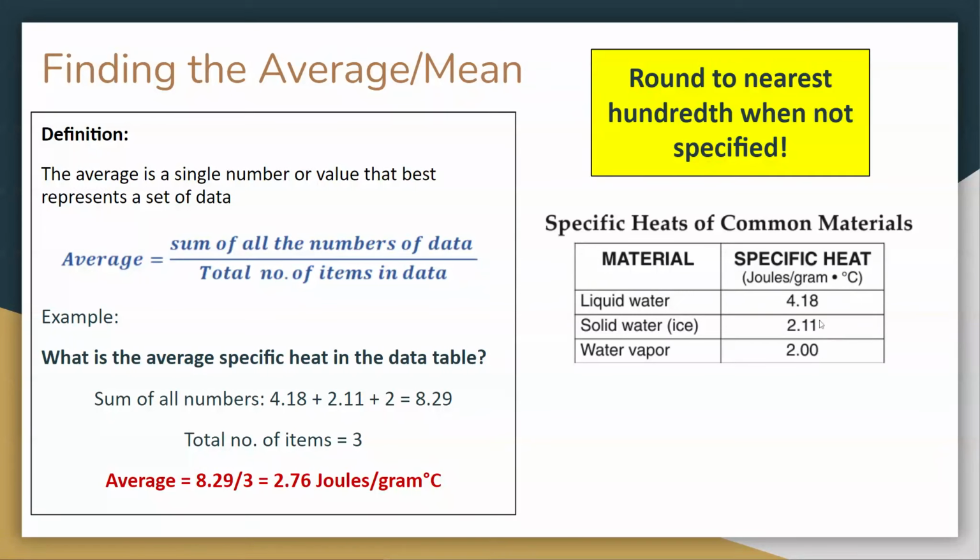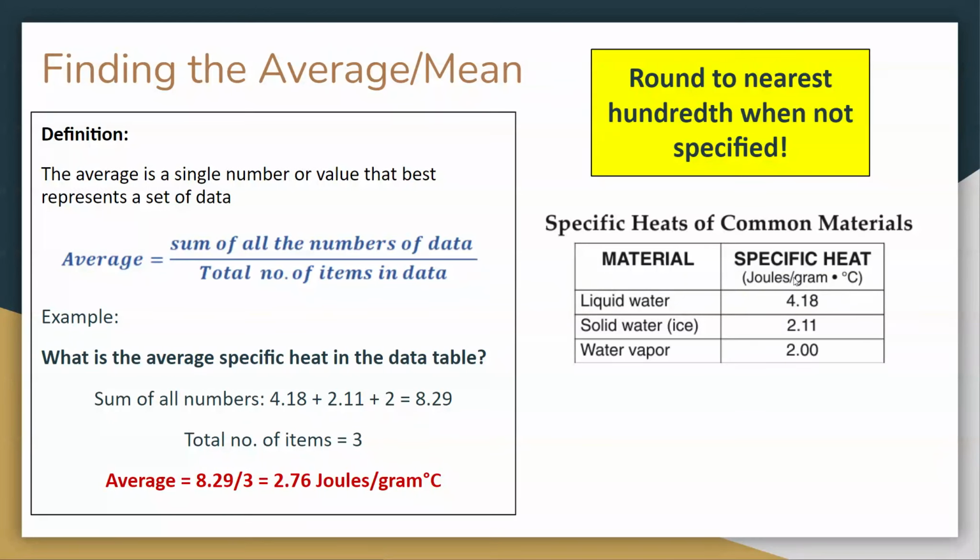meaning how many numbers do I have? I have one, two, three. Three numbers total in my data. So my total number of items is 3. To find the average, I just divide the sum by the total number of items. So the average would be 8.29, the sum of all values, divided by 3, the number of values. That will give me 2.76.